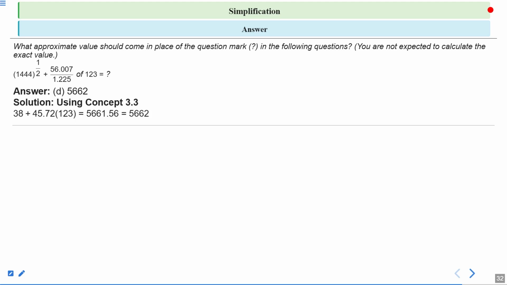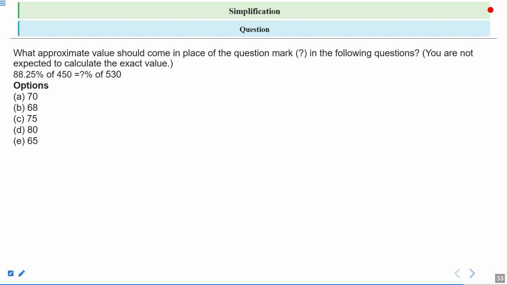38 is the square root of 1444. So we put the value, and when we simplify it, we take 56 and divide by 1.225. So we get 45.72. And when we multiply it by 123, in total we get 5661.56. So we can see that this is the approximate value of 5662. That's why D is the correct answer of this question. Next one.